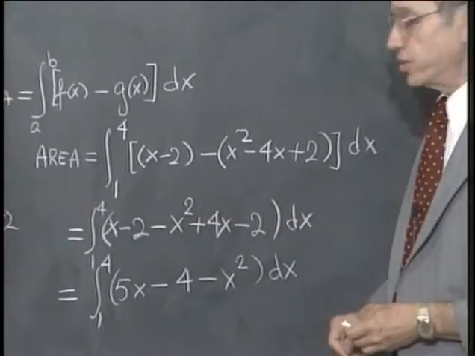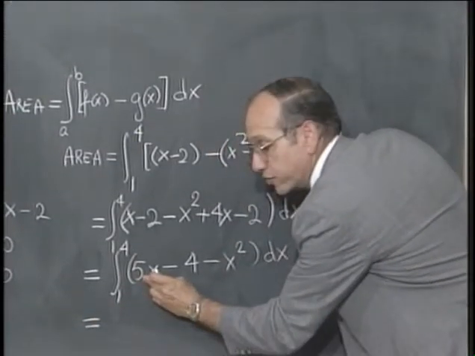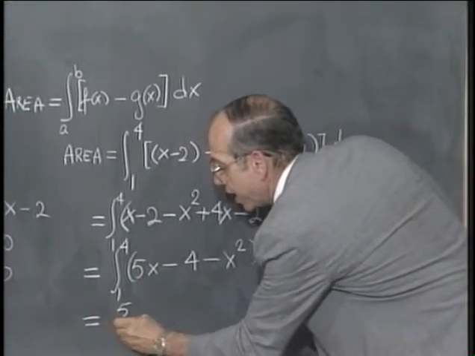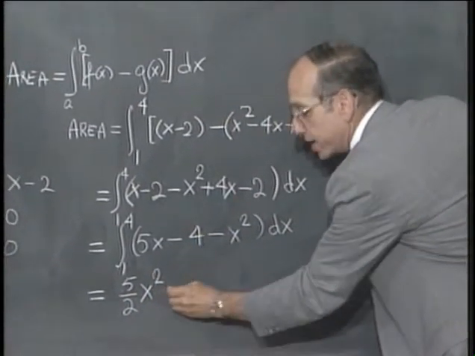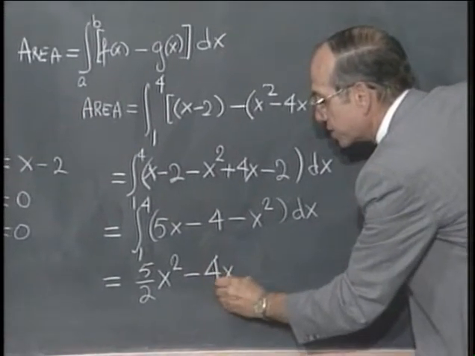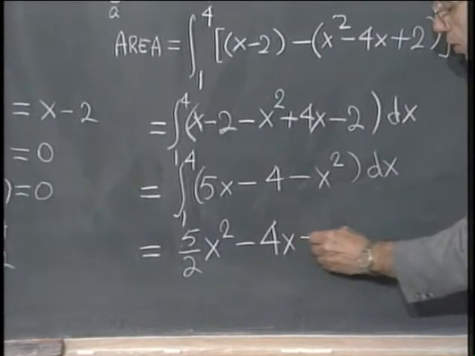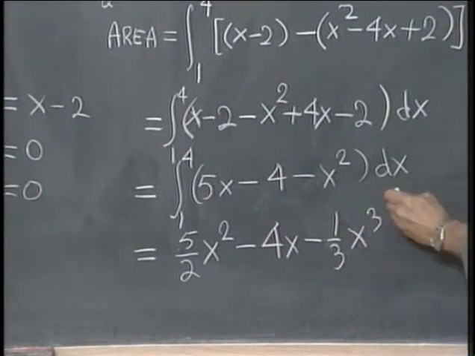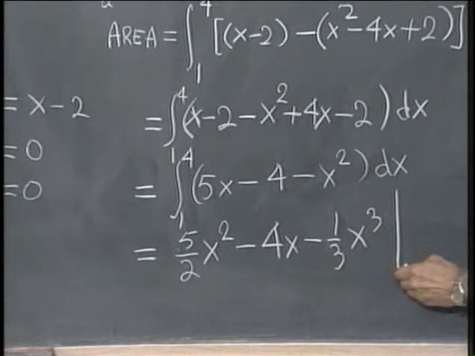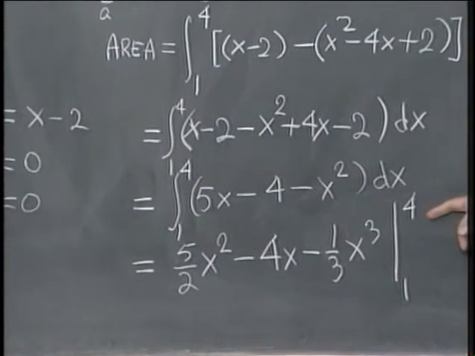We take the antiderivative, and we get: the antiderivative of 5x is 5 halves x squared. The antiderivative of minus 4 is minus 4x, and the antiderivative of x squared is 1/3 x cubed. Don't forget that minus sign. And this whole thing is evaluated from 1 to 4. I'm running out of room. I'm going to move back up here to the top to finish.